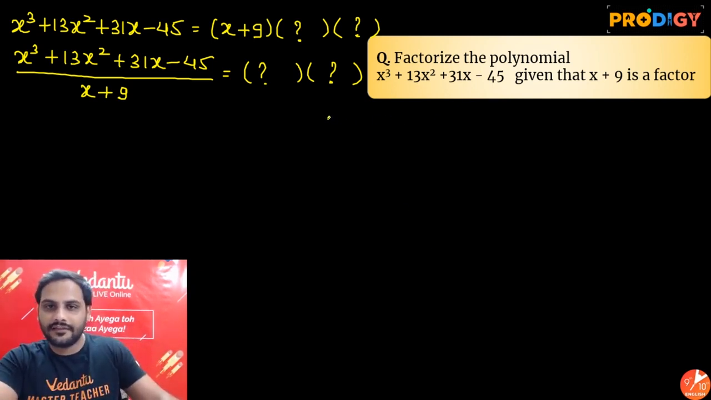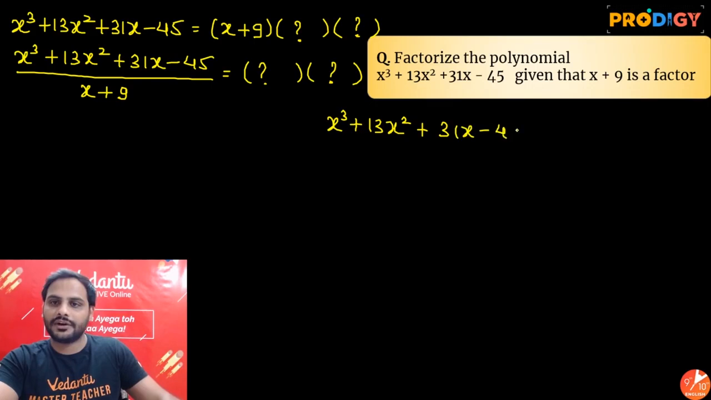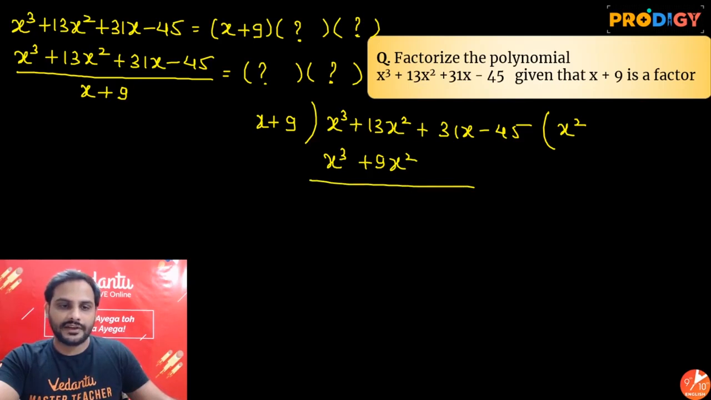So I have x cube plus 13x square plus 31x minus 45, and let us divide it by x plus 9. First thing, I have to create x cube from x. Multiply x with x square. So x square into x is x cube, and x square into 9 is plus 9x square. Now let us change the sign.